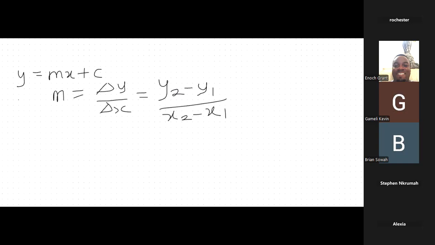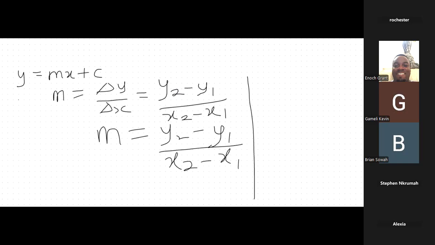Now let's see what we can do with this. We notice that m here is equal to the whole of the one at the right hand side. So we move to this side and we say that our m now is equal to y2 minus y1 all over x2 minus x1. We good? Yeah, we should be good.